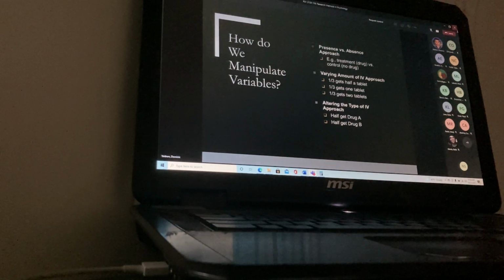So the first approach, presence versus absence, we're talking about a real intervention versus the lack of the intervention. So the control group doesn't take the drug, the treatment group does take the drug. It could be a placebo, where maybe they take a sugar pill, a placebo pill in the control group, but it doesn't actually do anything. That would be another example, right?